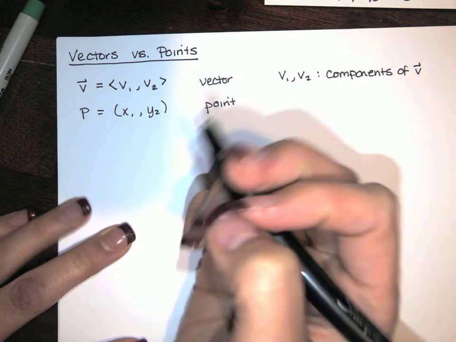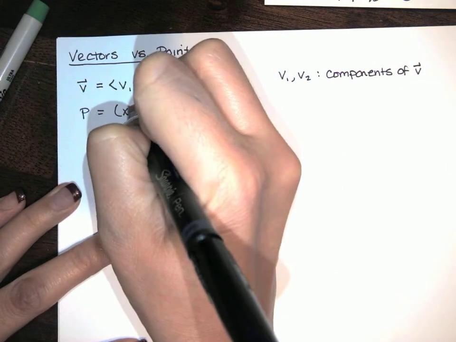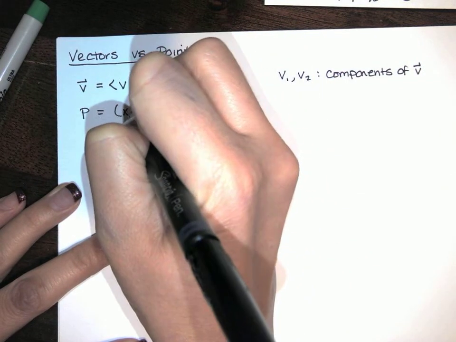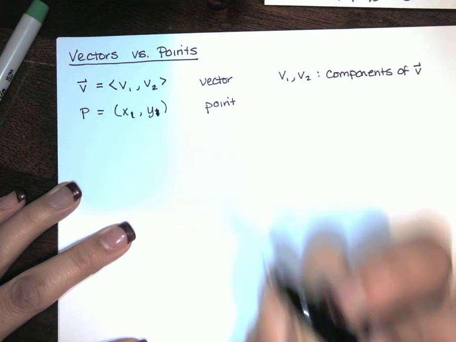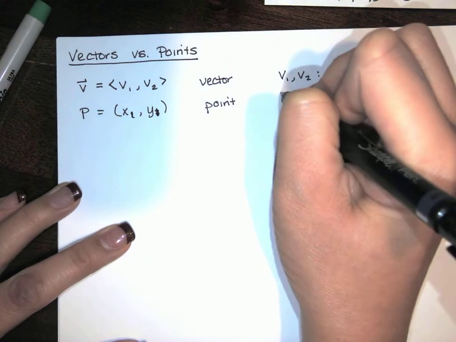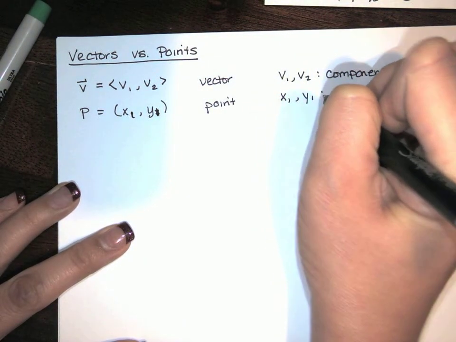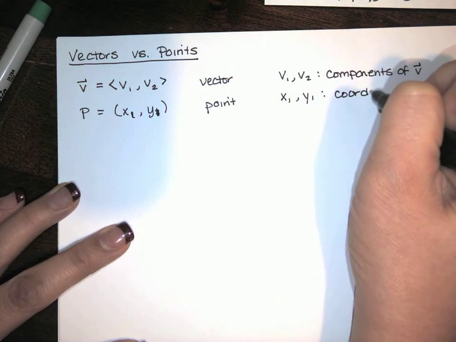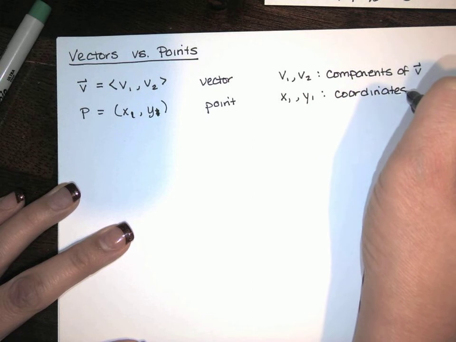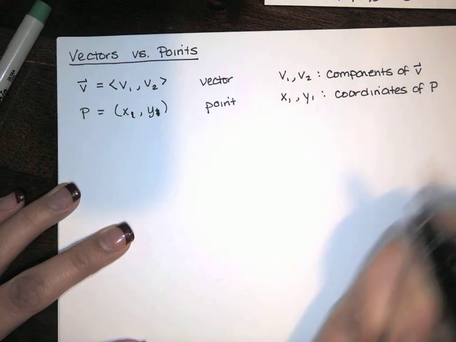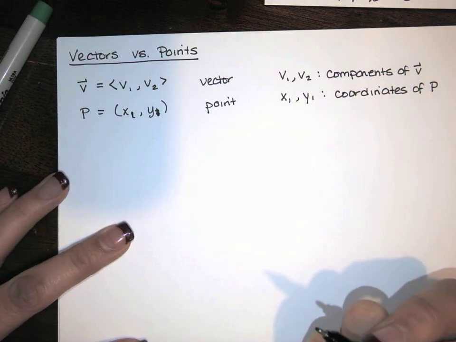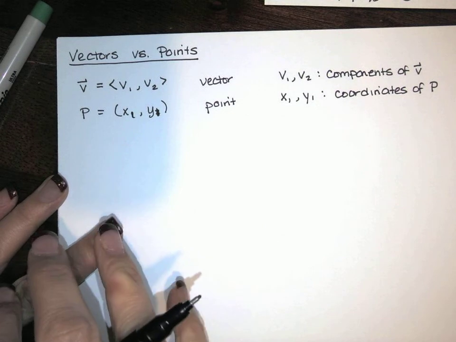I wrote x1 and y2. I'm sorry, that should be x and y, or just x1, y1. Those should match. Sorry about that. Now, x1 and y1 are called the coordinates of the point P. So make sure you distinguish between those two.